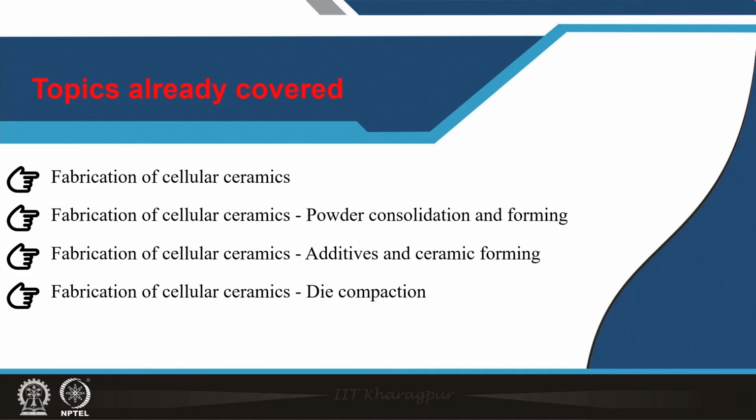ceramic materials. In the last lecture, we discussed the following aspects. The basics of cellular ceramics fabrication were discussed, and the main emphasis was put on the processes of powder consolidation and forming, the main additives which are commonly used for fabricating porous ceramics, and also the die compaction for green body fabrication for fabricating porous ceramics.